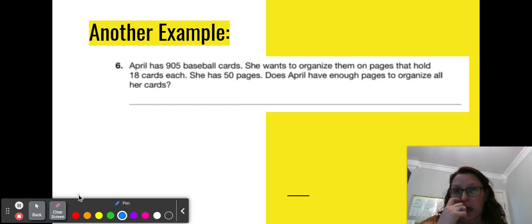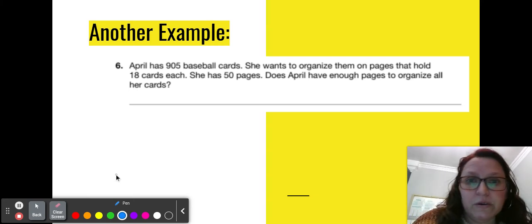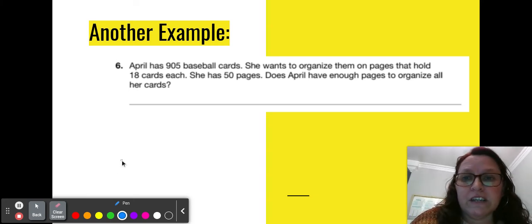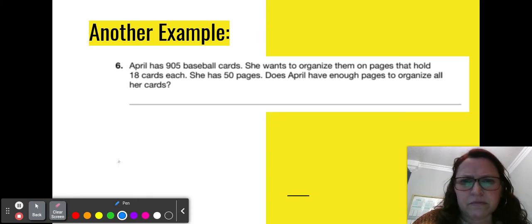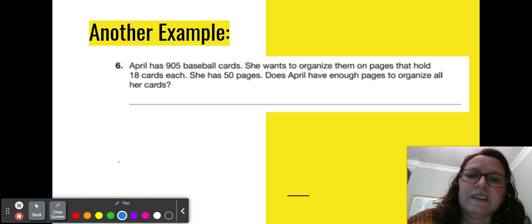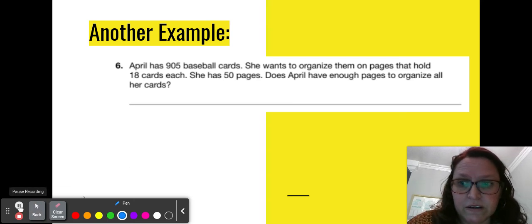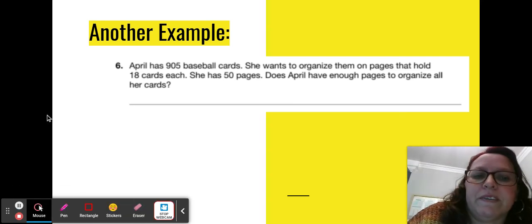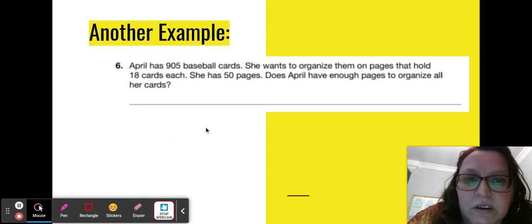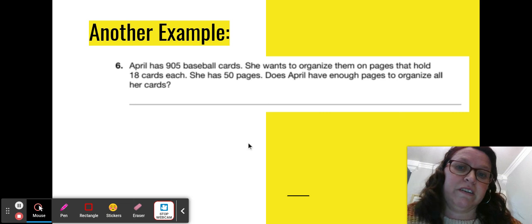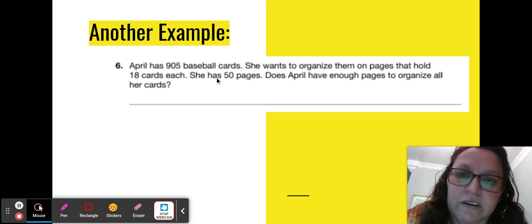Right here. April has 905 baseball cards. She wants to organize them on pages that hold 18 cards each. She has 50 pages. Does April have enough pages to organize all her cards? Okay, sorry. So April has 905 baseball cards. She wants to organize them on pages that hold 18 cards each. She has 50 pages. Does April have enough pages to organize her cards?